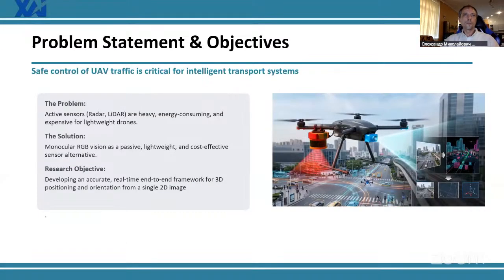As the density of low-altitude drone flights increases, safe air traffic management becomes critical. While traditional tracking systems rely on powerful active sensors such as radar, lidar, and others, small UAVs have strict payload and power consumption limitations. This creates a high demand for passive computer vision-based sensors, and our goal was to extract the complete 3D position and orientation of a target drone using only a standard onboard RGB camera. Next slide, please.